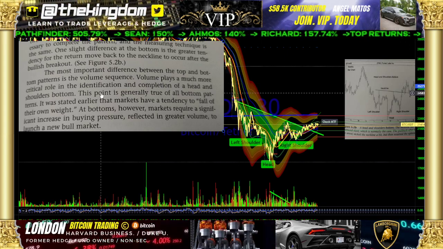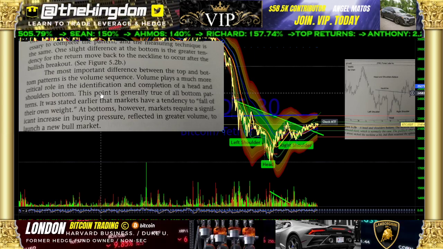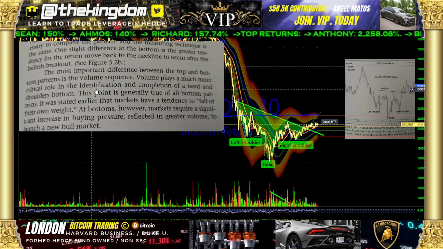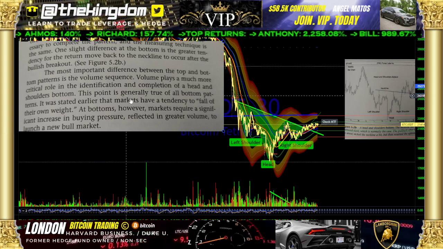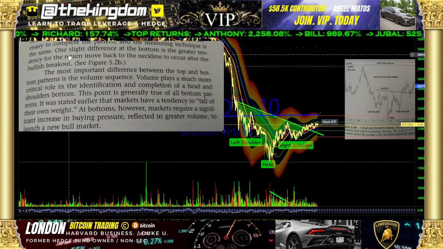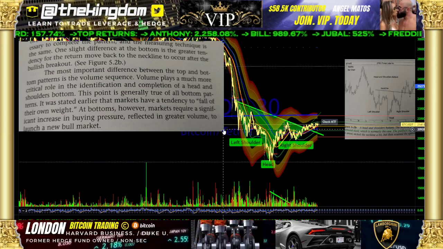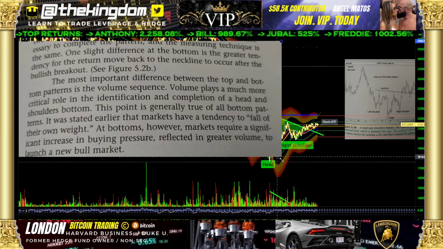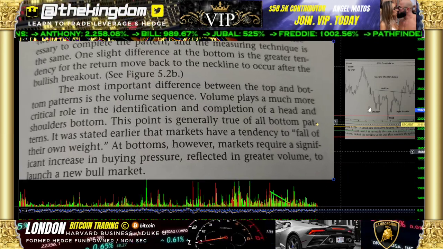Looking at this real quickly, they talk about the difference between the regular head and shoulders and the inverse head and shoulders. Let's cover volume second. First of all, we're going to cover the following. It says one slight difference. Look at this. One slight difference at the bottom, essentially the head and shoulders bottom.